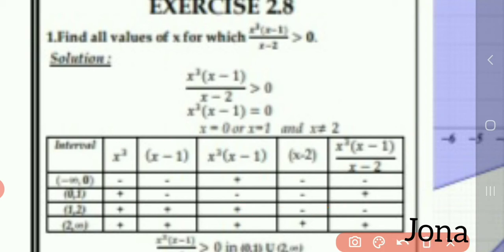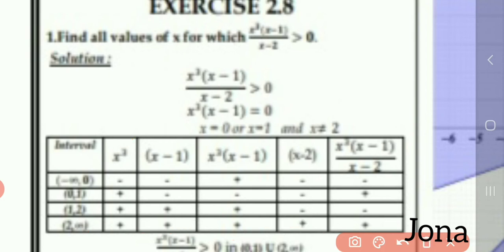And then in the next interval, 2 to infinity, suppose I take 3. If I put 3 in x cubed, the answer will be plus. If I put 3 in x minus 1, 3 minus 1 is 2, so it will be plus. If I multiply both the things, we will get plus only. And then if I put 3 in x minus 2, 3 minus 2 is 1, that is plus. On the whole, if you divide these two, the answer will be plus only.